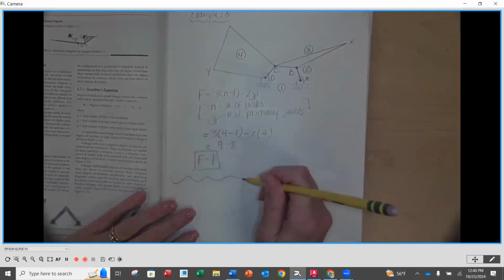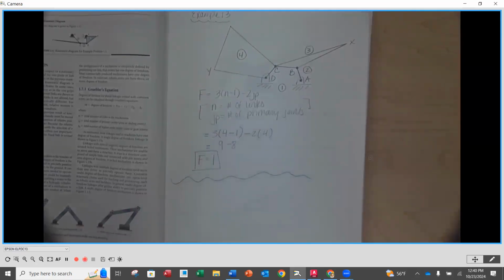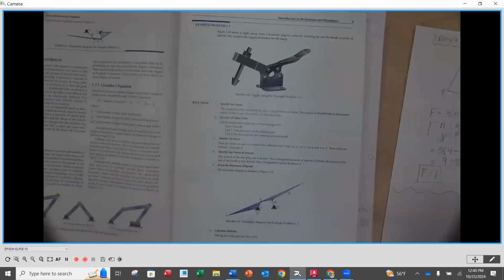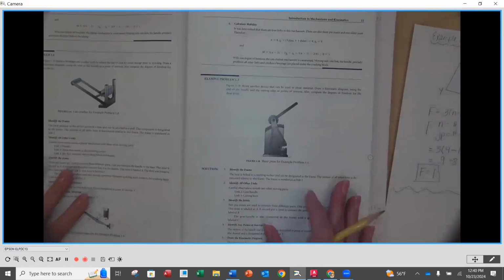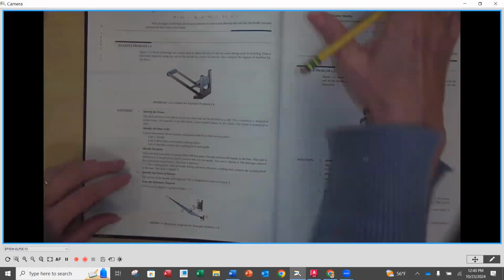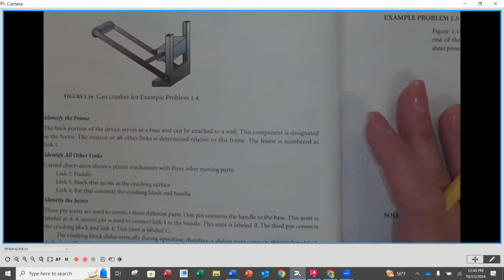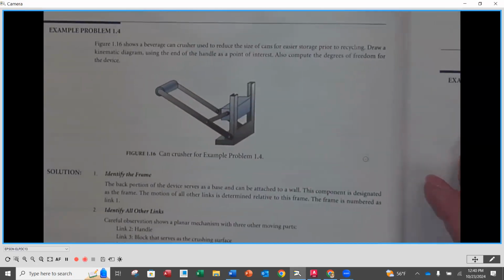Okay, so any questions about example 1.3? No? All right, let's do another one. So we're going to turn the page. And the next example we're going to look at is going to be a can crusher.